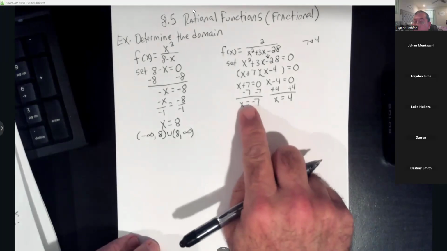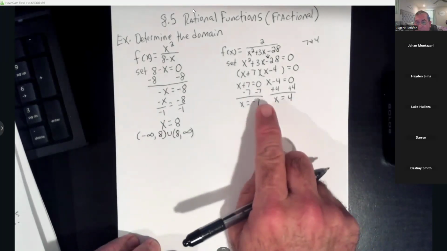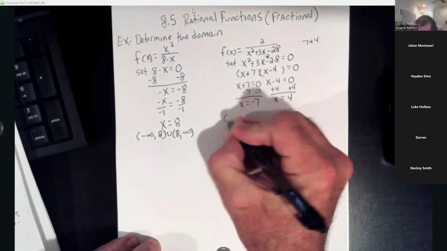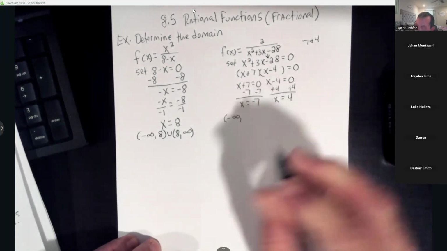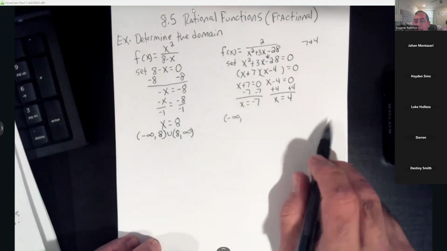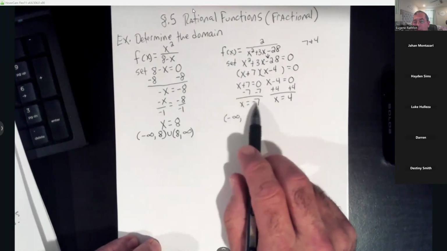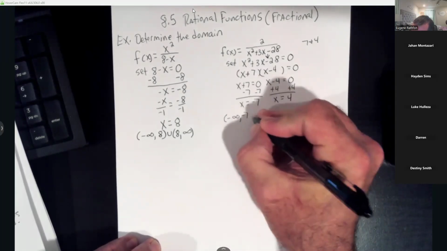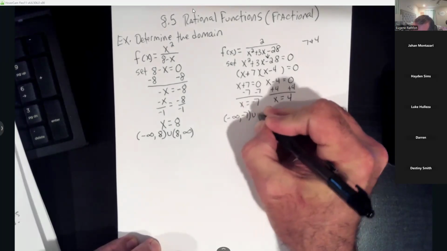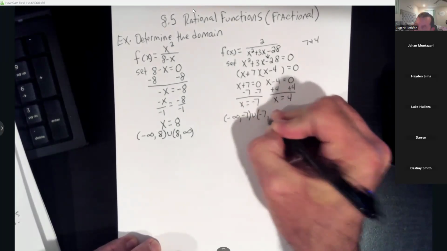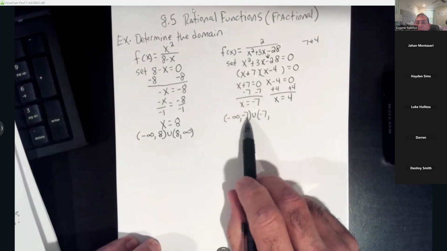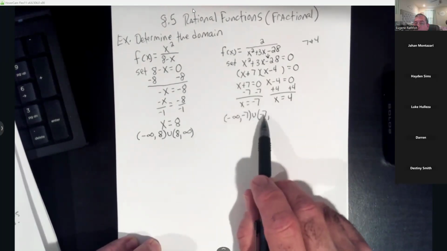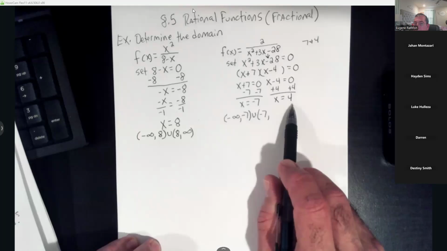All right, so I got two numbers I'm going to kick out of the domain. So we're starting at negative infinity on this, and we're going left to right. So the first number I would hit from negative infinity would be negative 7. So we need to kick this negative 7 out by unioning around that negative 7. All right, so we did a union around negative 7. We kicked it out. Now, from negative 7, we're going until we hit 4.